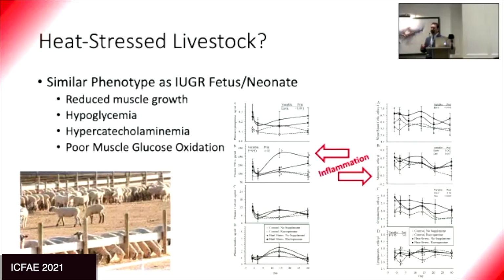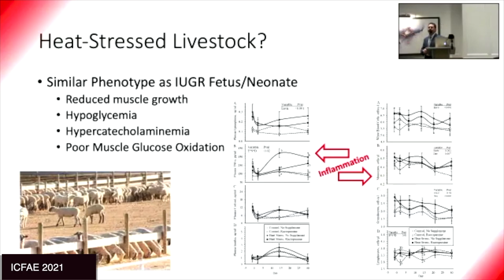And what we noticed was that after a while, they really start exhibiting this phenotype that looks a lot like what we see in our IUGR fetuses and neonates. Now, it's not a programming effect. They're just responding to the heat stress, but it's very obvious that they're kind of presenting the same outcomes. Something else they're presenting, and we think this kind of explains that, is after a while they become inflamed.